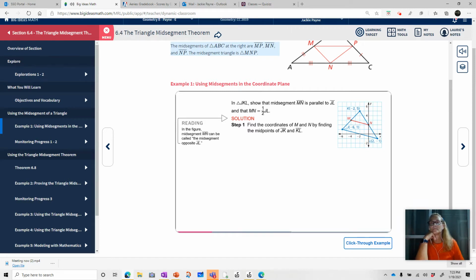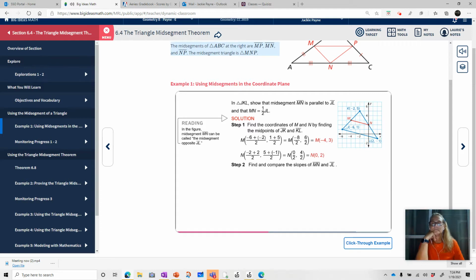The coordinates of the midpoint M are (-6 plus -2)/2, (1 plus 5)/2, which is equal to -8/2, 6/2. Simplify, and the midpoint M is (-4, 3). The coordinates of midpoint N are (-2 plus 2)/2, (5 plus -1)/2, which is equal to 0/2, 4/2. Simplify, and the midpoint N is (0, 2).